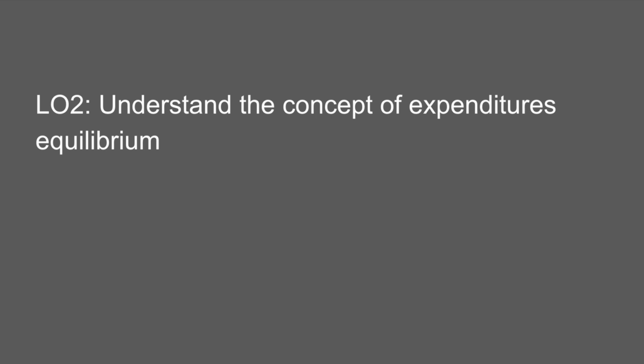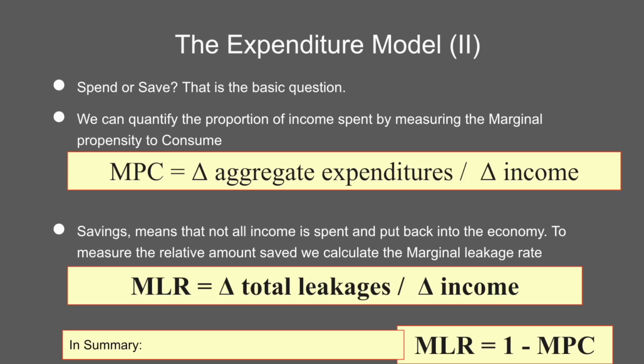Looking at our expenditures, we also need to think about what expenditure equilibrium is. Our basic choice is to spend or save. And we know about our marginal propensity to consume, which is really how much of our income we spend. The savings then would be the difference between what we don't spend and our income. And this would be, as I mentioned earlier when we talked about the circular flow, what is called a leakage in the economy.